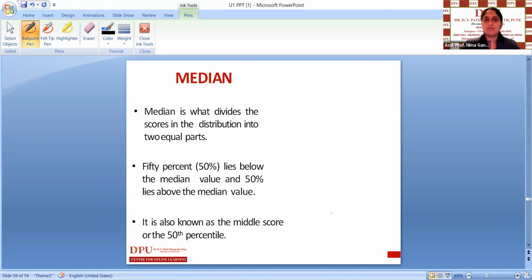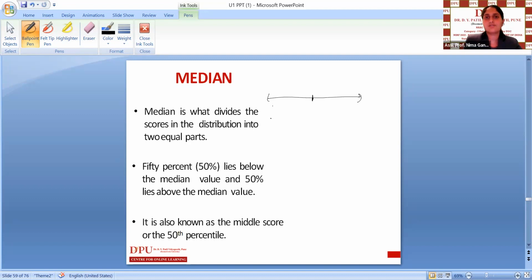So now we'll start with the median. So what is the median? Median is the middlemost observation. Median divides the data into 2 equal parts. So if you have a number of observations and you are finding out the median, it is the middlemost observation when you arrange your data in ascending or descending order. It is also known as the middle score or 50th percentile. So when you divide your whole data into, let's say, 100 equal parts, the 50th percentile means, let me explain you.